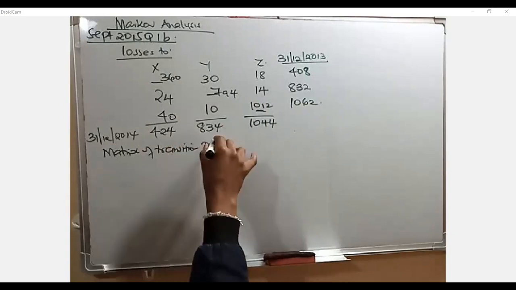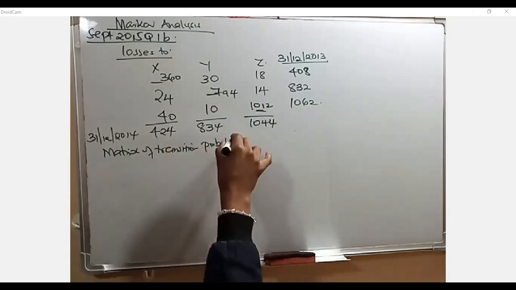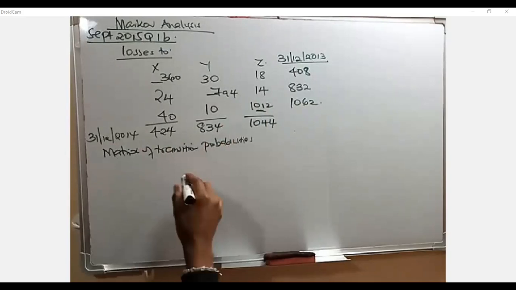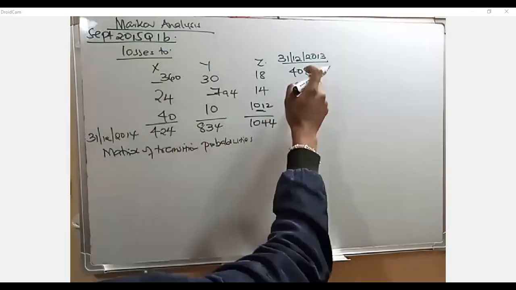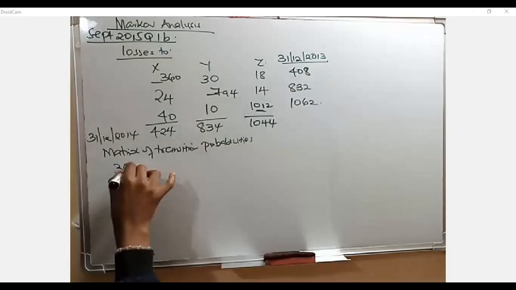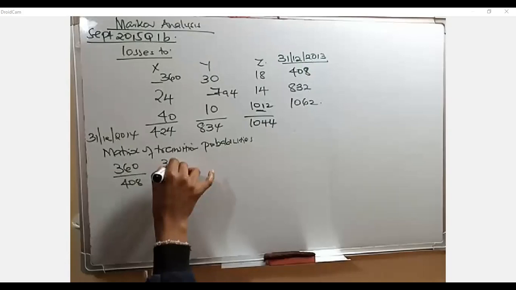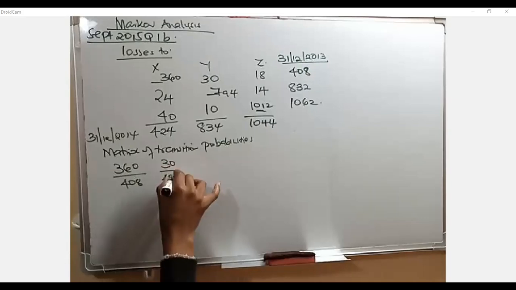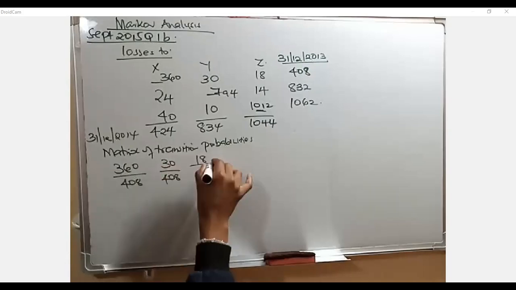Matrix of transition probabilities. Now, in this case, let us get the matrix by dividing with our opening balances. So the first one will be 360 divided by 408. The second one will be 30 divided by 408. The third one will be 18 divided by 408.